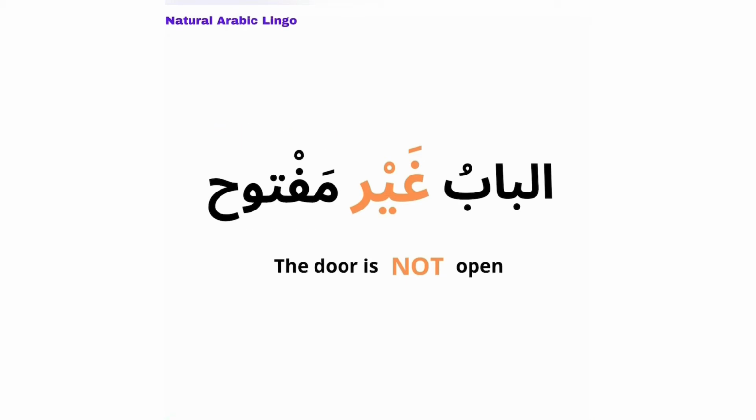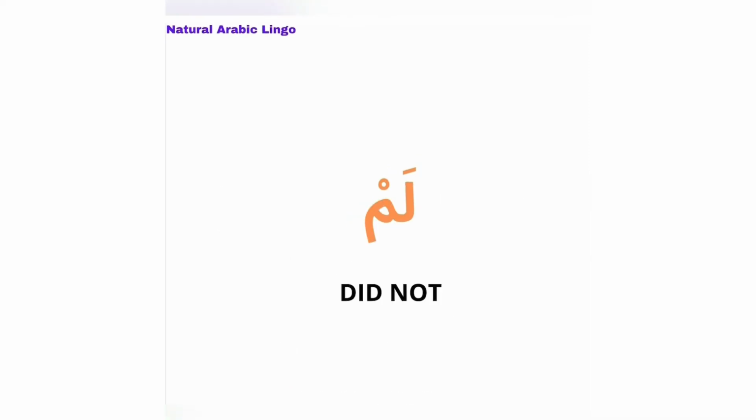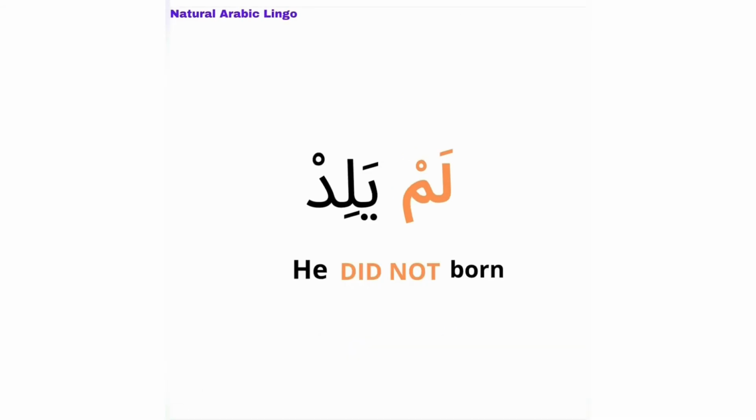See this example. لا أعبد غير الله. Here غير came before a noun and it translated as but. The other tool is لم. لم means did not. It comes before a past verb. See this example. لم يلد. He didn't born.